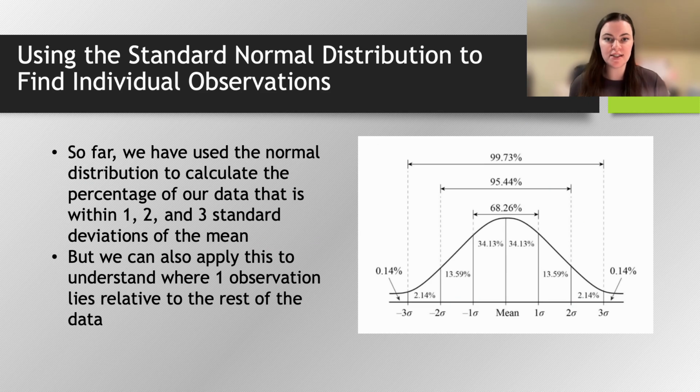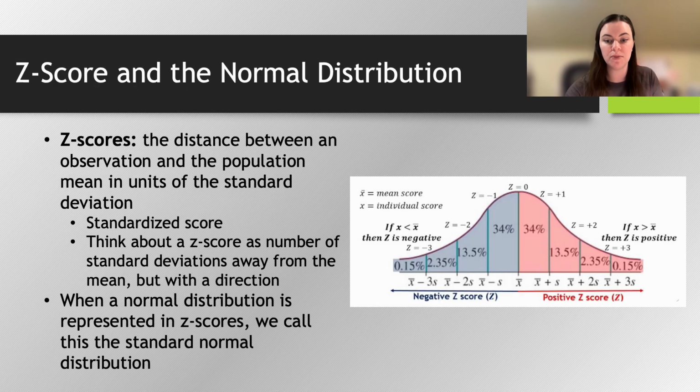So far within this lecture video, we have used the normal distribution to calculate the percentage of our data that might fall within 1, 2, and 3 standard deviations of the mean. We did this by using our empirical rule, which is also that 68, 95, and 99 concept we talked about a few slides ago. But we can also apply this same knowledge and distribution to understand where one single observation lies relative to the rest of the data within our distribution.